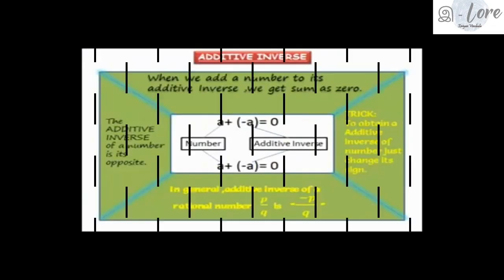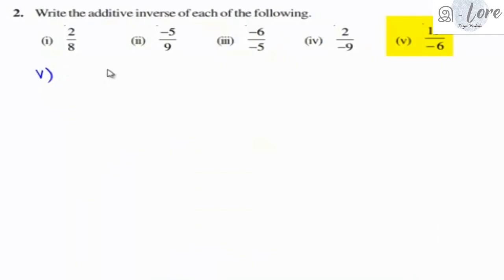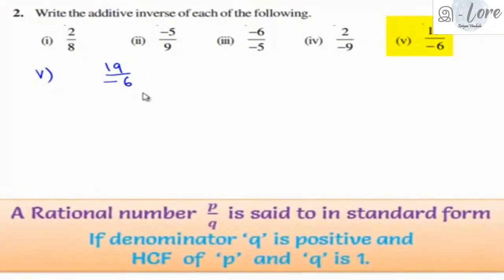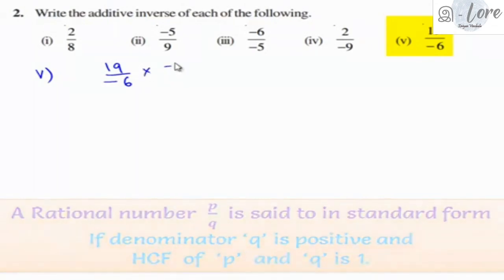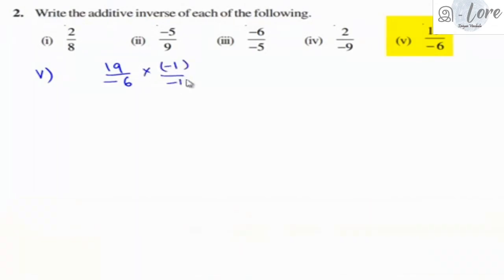Okay, now let us go to the next questions. The fourth question is the homework for you, just do it. The additive inverse of 19 by minus 6: it is a rational number in the standard form where the denominator is positive. To make it positive, we have to multiply the numerator and denominator by minus 1. So the answer will be 19 into minus 1, which is minus 19, and minus 6 into minus 1 is equal to 6.